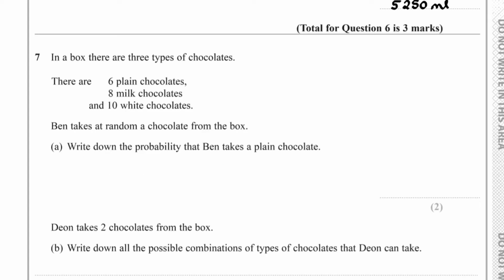Question number 7. In a box there are 3 types of chocolate, 6 plain, 8 milk and 10 white. Ben takes at random a chocolate from the box. You have to write down the probability that Ben takes a plain chocolate. Well, we've got 6 plus 8 plus 10. So what we have here is 24 chocolates in total.